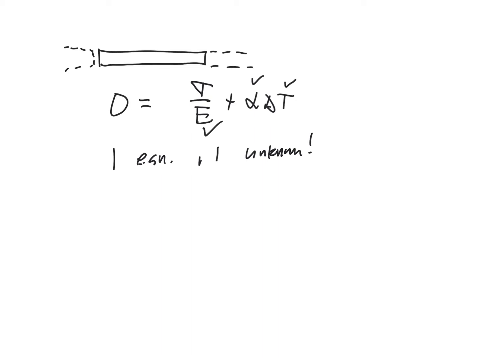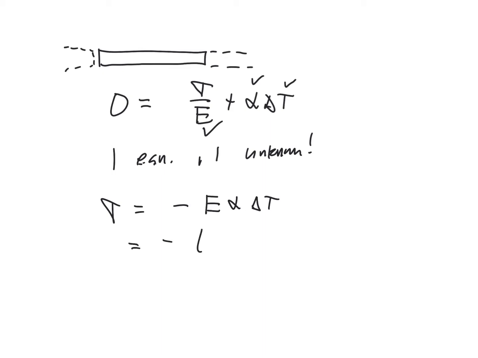And so we substitute those in. We've got that sigma. Let's go ahead and write this out explicitly. Notice that when alpha delta T goes to the left-hand side, it becomes negative. So it's going to be minus E times alpha times delta T. And we've got all of those numbers. We might as well put them in.